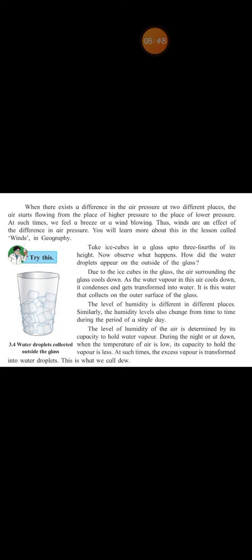The level of humidity is different in different places. Fine. And it is determined by the capacity of air to hold water. During the night or dawn, when the temperature of air is low, its capacity to hold water is less. Okay. In the afternoon, when the temperature of the air is high, the capacity of the air to hold moisture increases. Fine, children?